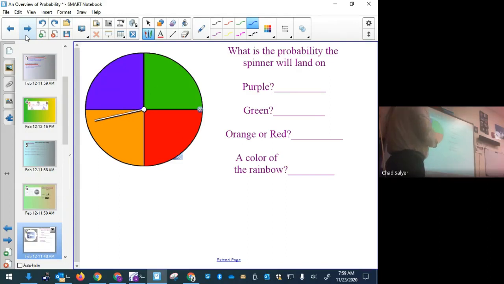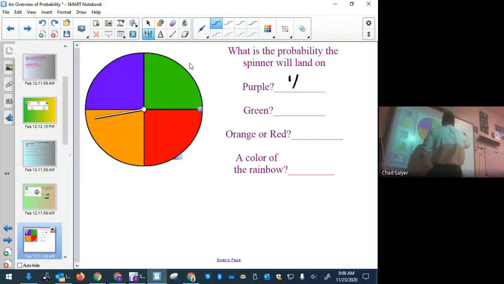So what's the spinner going to stop on? Orange. But if I spin it again, what's the probability that it will land on this color? What do you think, Kobe? 1/4. Good. What about this color, Gracie? 1/4. Good. Raleigh, what about orange or red? 1/2. Good. Now remember Roy G. Biv. So all these are rainbow colors. What's the probability that it lands on a color of the rainbow? 1.